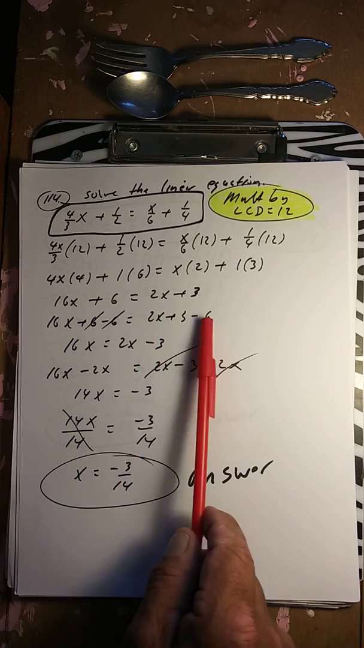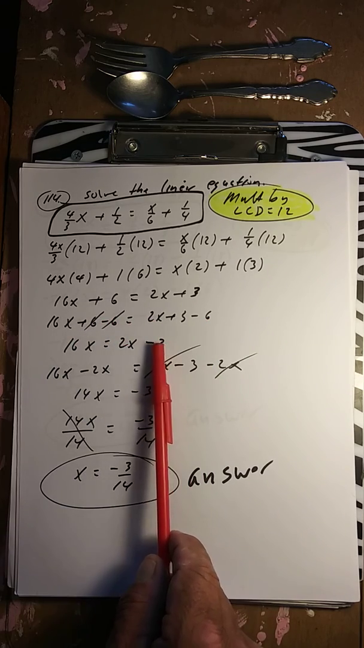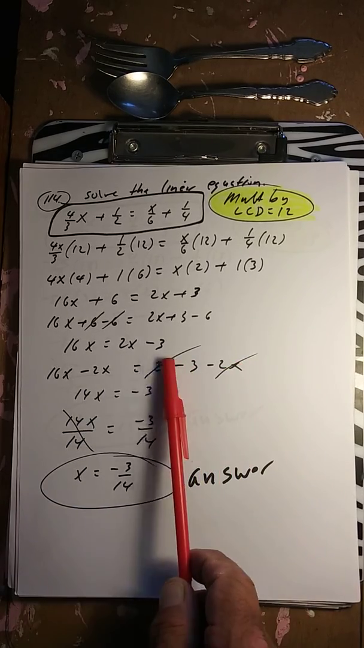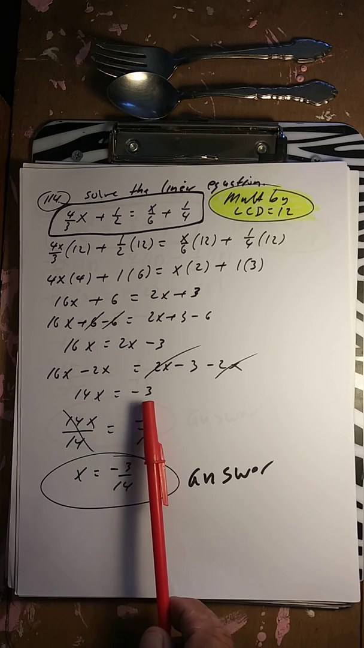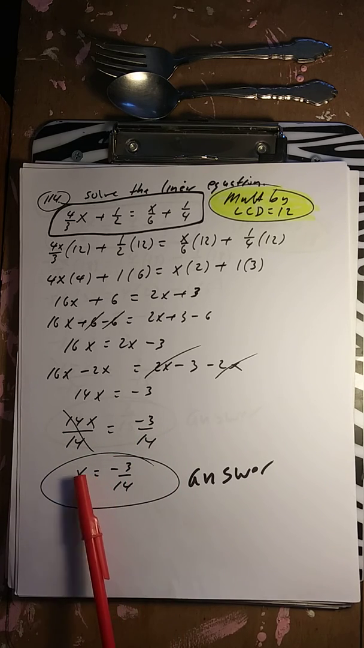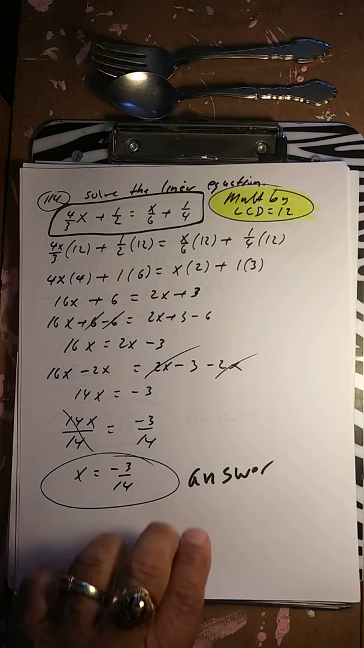So minus 6, minus 6, these are gone. So we have 16x equals 2x minus 3. So now we're going to go minus 2x, these are gone. So we have 14x equals negative 3. Divide by 14, and you'll see that you have x equals what? Negative 3 over 14. Leave it like that.